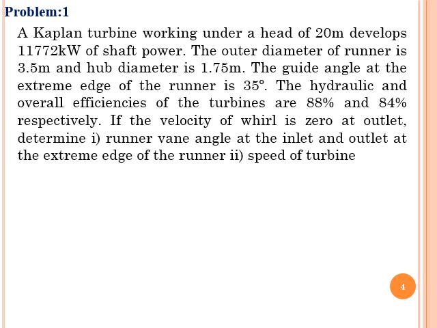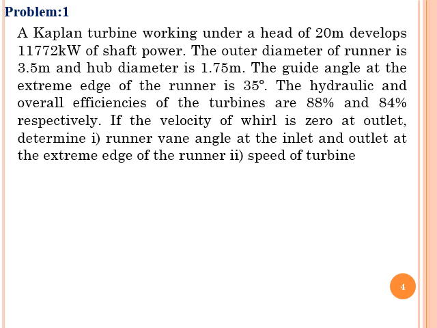If the velocity of whirl is 0 at outlet, that means V_u2 at exit is equal to 0. That means alpha 2 is equal to 90 degree. So here discharge is radial. The discharge is radial at exit, alpha 2 is equal to 90 degree. That means the absolute velocity at outlet V2 is equal to Vf1. So these are the conditions when velocity of whirl is 0 at outlet.